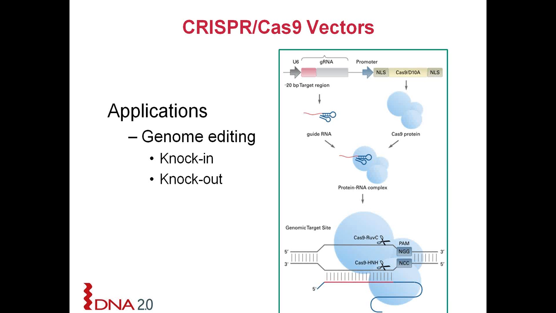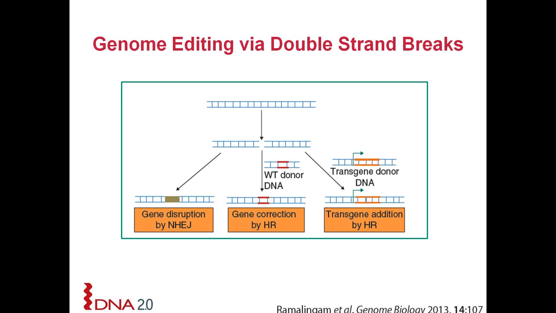Because the Cas9 we're using is from S. pyogenes, and other bacterial Cas9s have different PAM sequences. So this combination of Cas9 and the guide RNA can be used for genome editing, which means one can knock in genes or replace genes or knock out genes this way. So it's very convenient and very fast.